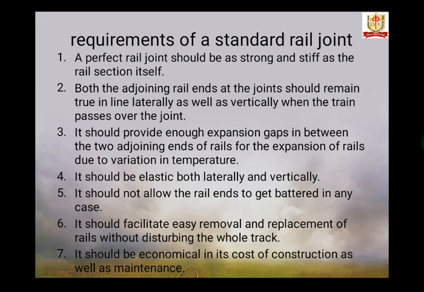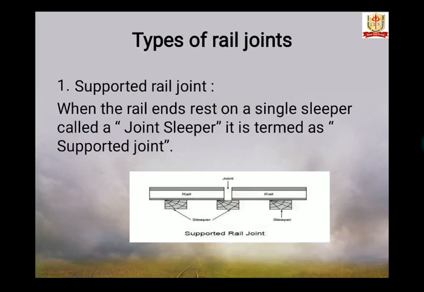It should be elastic both laterally and vertically. It should not allow the rail ends to get battered in any case, otherwise the rail will crack. It should facilitate easy removal and replacement of rails without disturbing the whole track. It should be economical in its cost of construction as well as maintenance. These are the requirements. Now we start the types of rail joint.